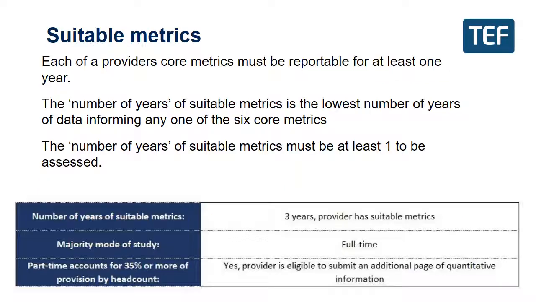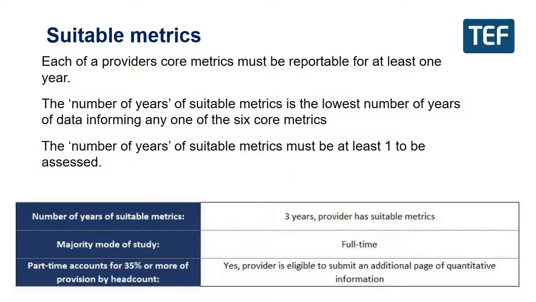Having identified the majority mode, we then need to know if a provider has suitable metrics in that mode. To have suitable metrics, each of the provider's core metrics must be reportable, either when they're aggregated together over 3 years or for at least one individual year. The number of years of suitable metrics is first calculated for each of the 6 core metrics individually. Where a core metric is reportable in aggregate, the number of years that it's suitable for is the number of years in which there are students contributing to that data. The provider's overall number of years of suitable metrics is the lowest number of years of data informing any one of the 6 core metrics.